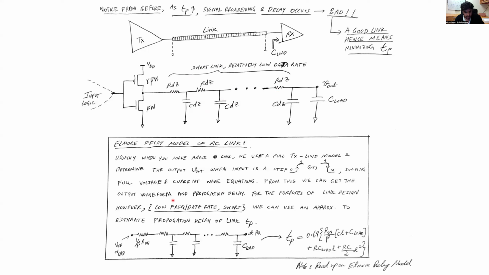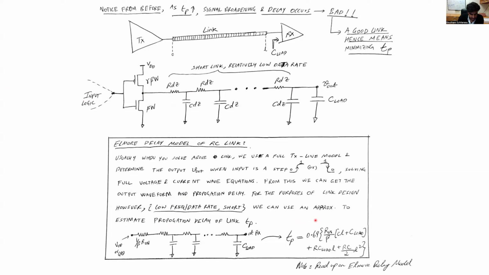However, in our assumption, for the purposes of our link design, when we assume low data rates through the link, as well as a relatively short link compared to the shortest wavelength of the transmitted signal, then we can use an approximation to calculate the propagation delay of the signal from the input to the output, which is the so-called Elmore delay.